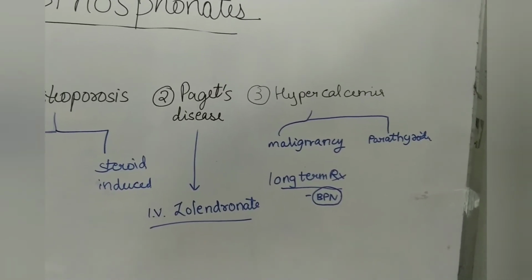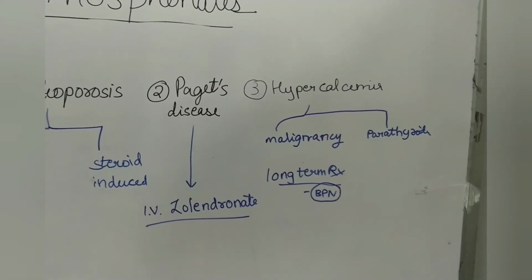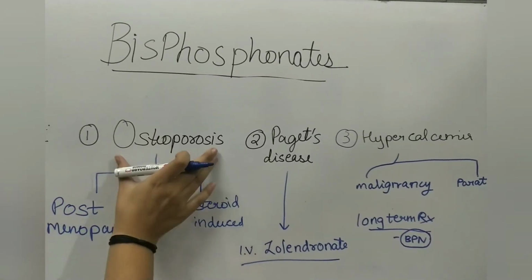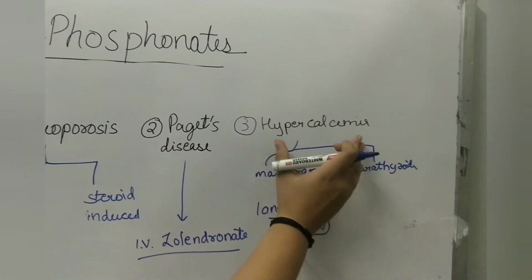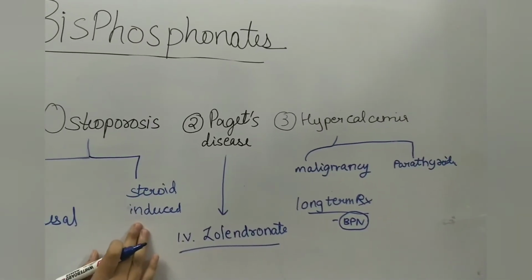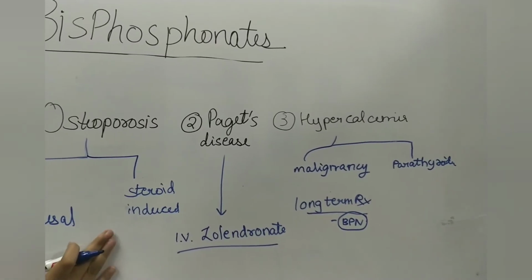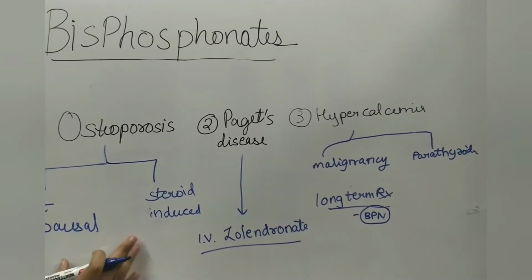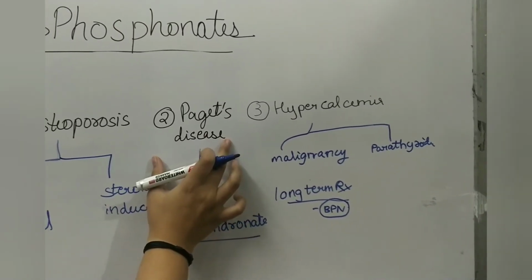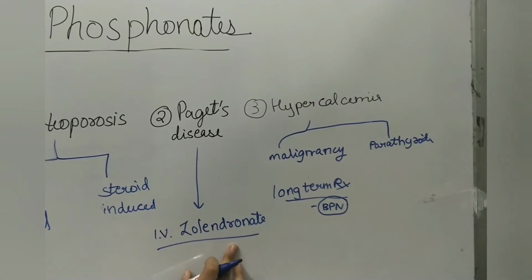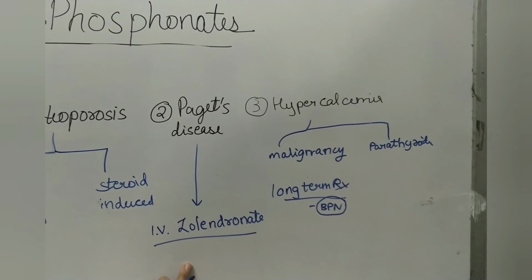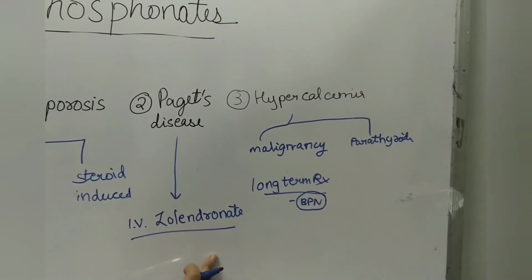Here you have discussed all the uses of bisphosphonates. So, a quick revision of this. First, you have to remember these 3 things: osteoporosis, Paget's disease, and hypercalcemia. In osteoporosis, there are 2 types: postmenopausal and steroid-induced. They will increase the bone mineral density and decrease the risk of fracture. In Paget's disease, IV zoledronate is used. Zoledronate is the longest acting and it decreases the bone pain as well as the alkaline phosphatase level.